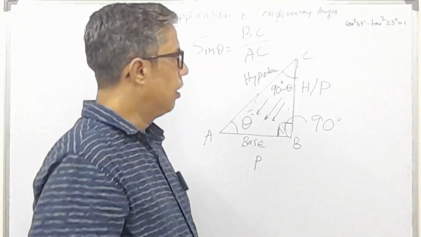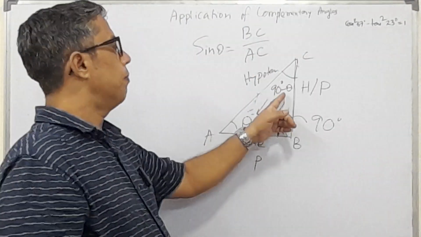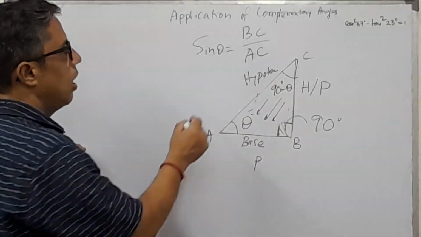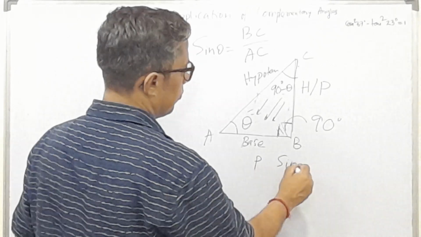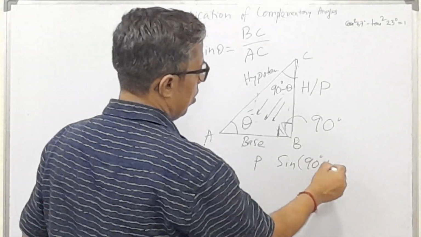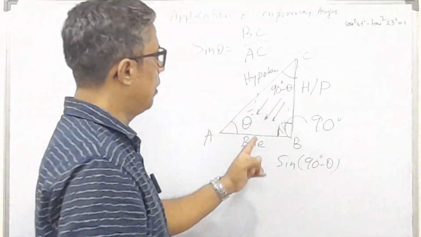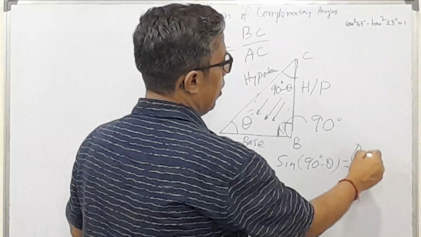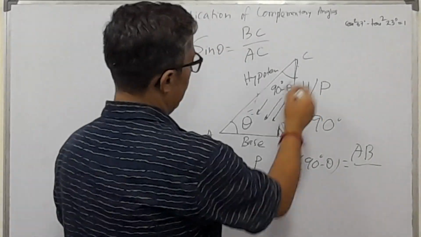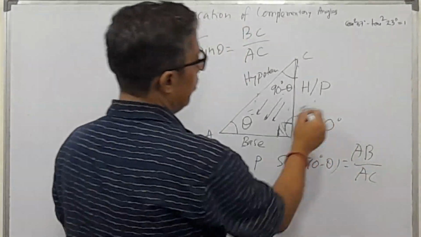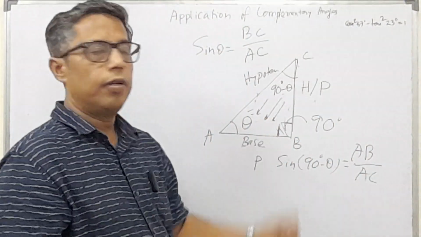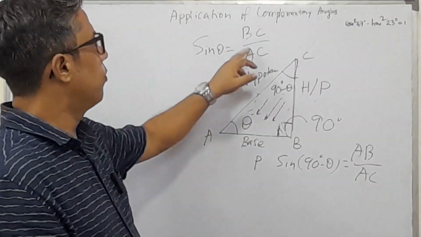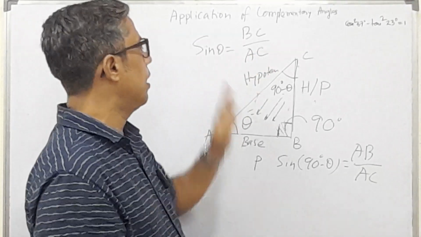This is sine theta. Now if I am taking the value of sine of 90 minus theta, for this angle, this is perpendicular and this is hypotenuse. So it will be AB by AC. So these two sides are just swapped. For sine theta, it is BC by AC here.